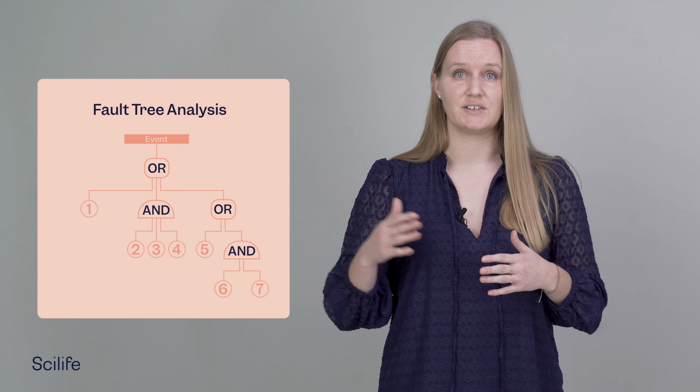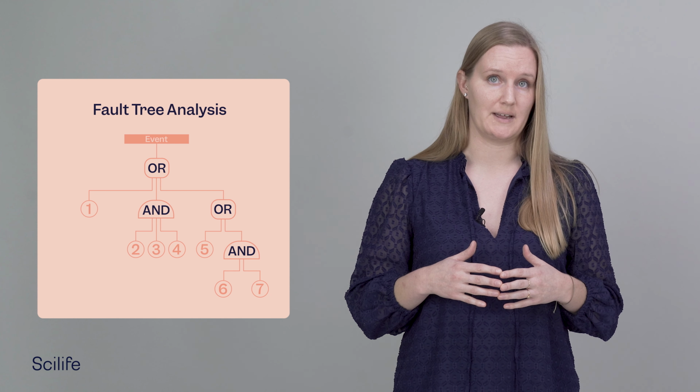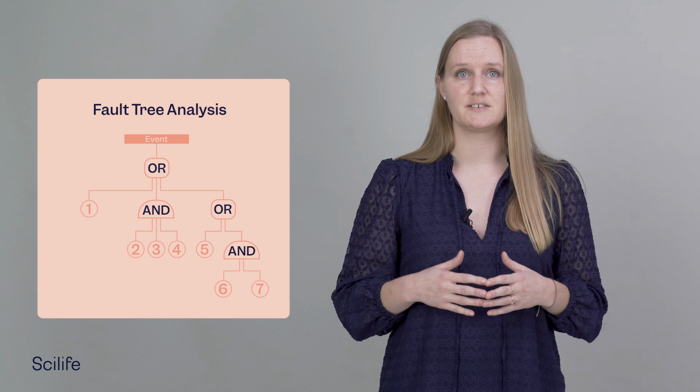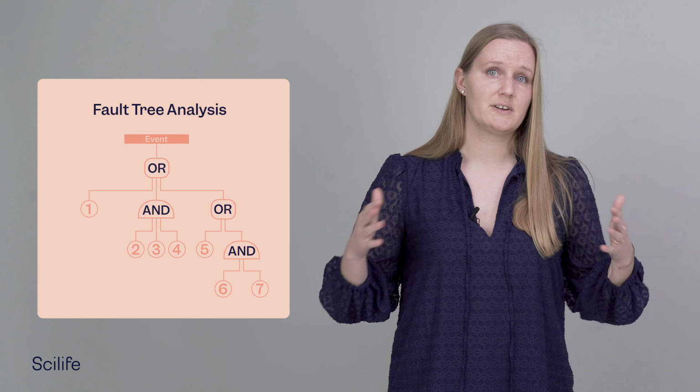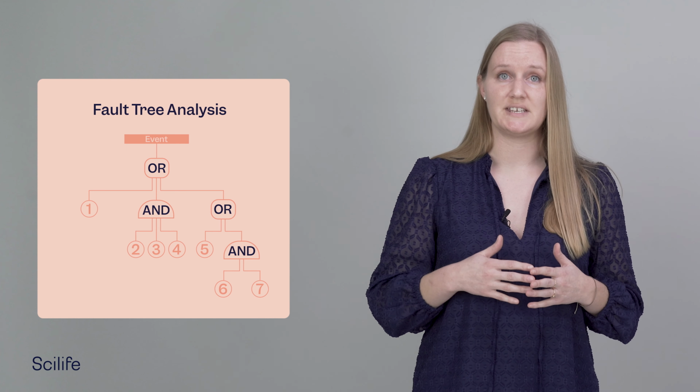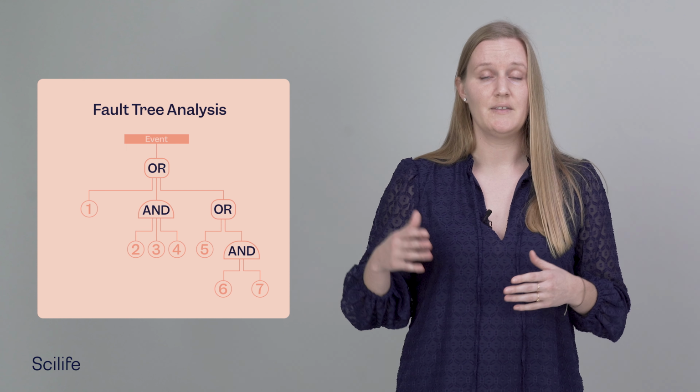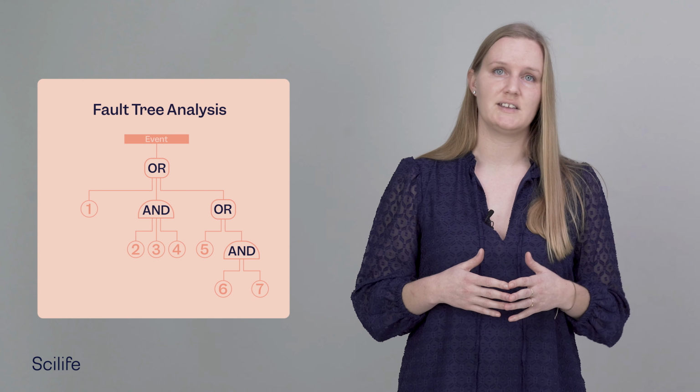FTA begins with the construction of a fault tree diagram to identify all failures, like injury done to a patient or end user, and then moves backward to find out all credible sequences of events on that tree that may explain why the injury happened.